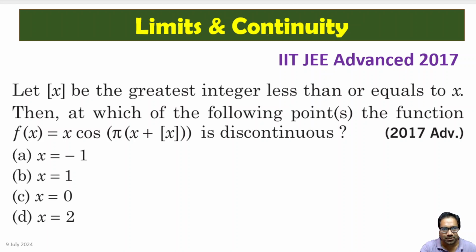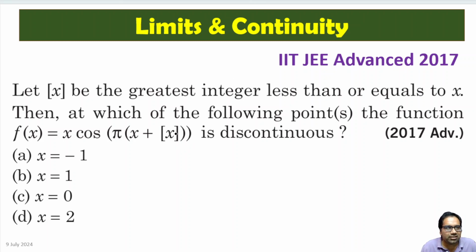Hi friends, here is a nice problem. JEE Advanced 2017. We are given this function: x cos(πx) plus the greatest integer function of x. Now, where is this function continuous or discontinuous? That is the question.